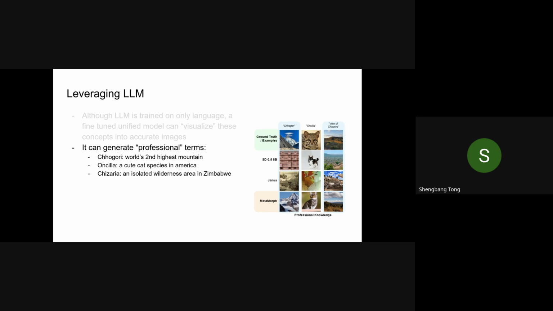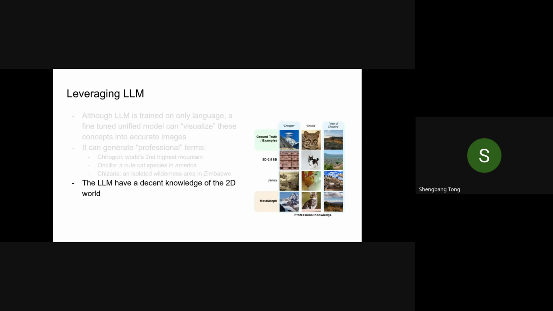What we see is that these professional models like Stable Diffusion, although they generate very beautiful images, at the same time also fail to generate those concepts because they are more long tail in the normal training distribution. But the LLM, on the other hand, has a pretty decent knowledge of the 2D world, even though it is text-only trained. It actually gets what a Chitarira looks like implicitly, and it has the ability to turn it into accurate visual tokens after this MetaMorph fine-tuning.